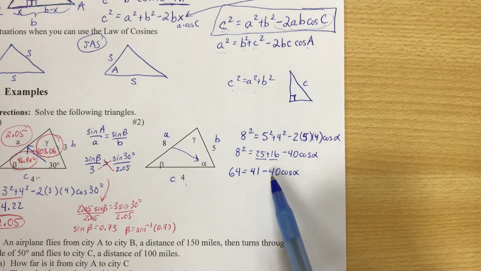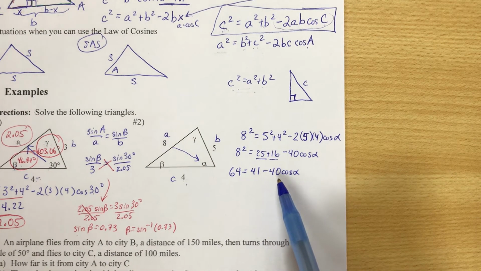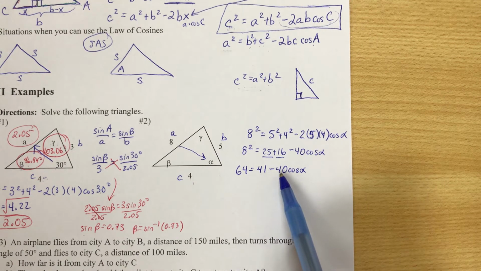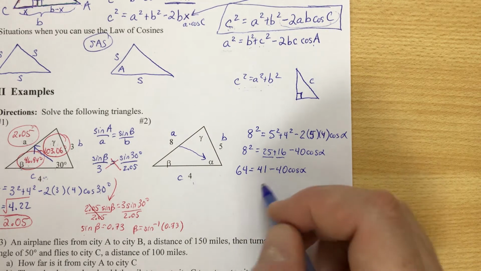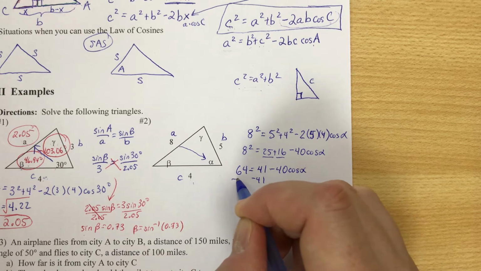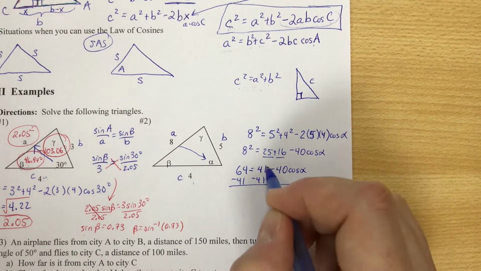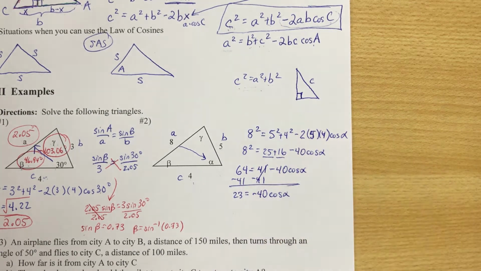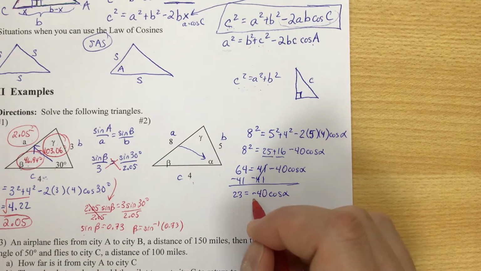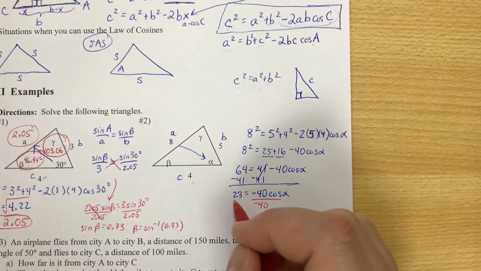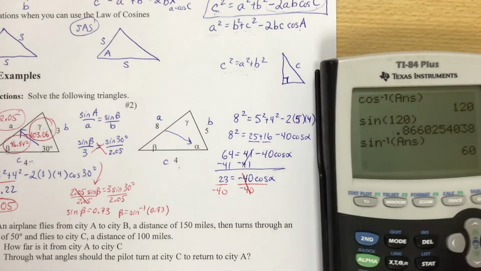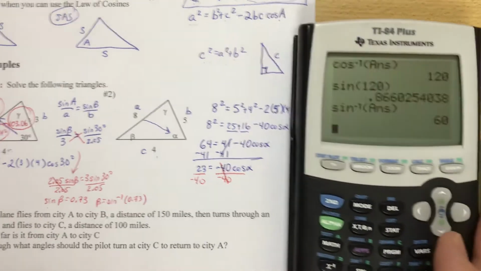Now you're going to be tempted to say that's 1 cosine alpha. You cannot do that because this 41 is a constant and this is multiplying the variable. So these are not like terms. I cannot combine these, so what I'm going to do though is move 41 to the other side. That's an equation. And we get 23 equals negative 40 times the cosine of alpha. At this point, now we'll divide by that coefficient, negative 40. And we're going to get a decimal here is equal to the cosine of alpha.